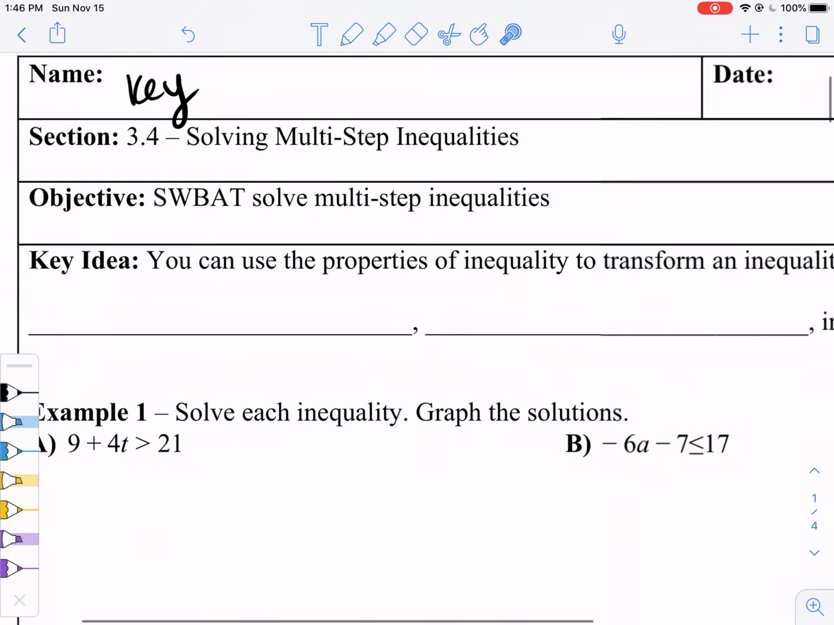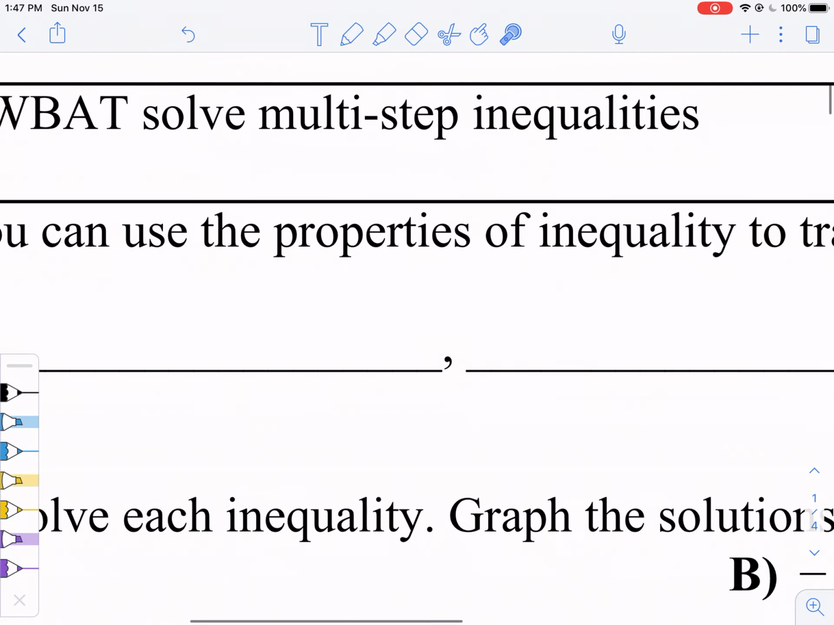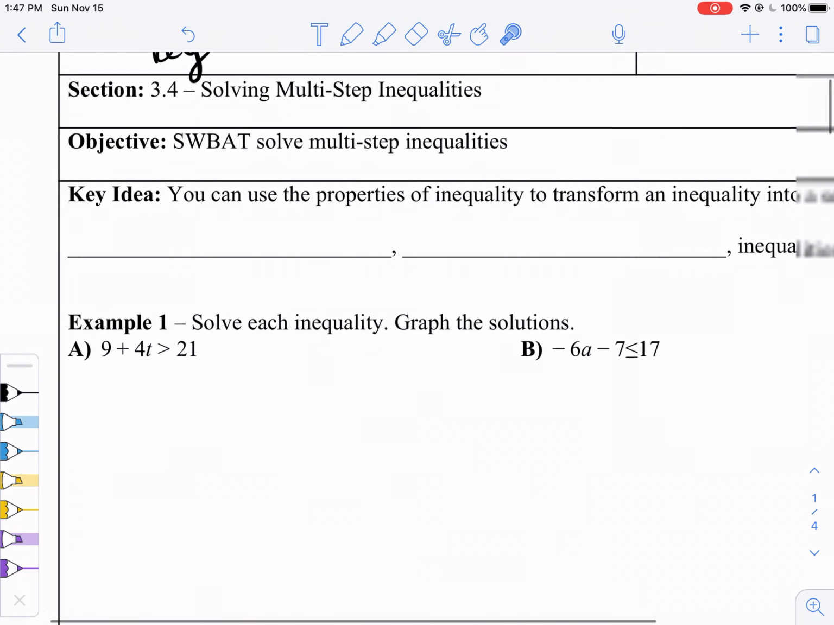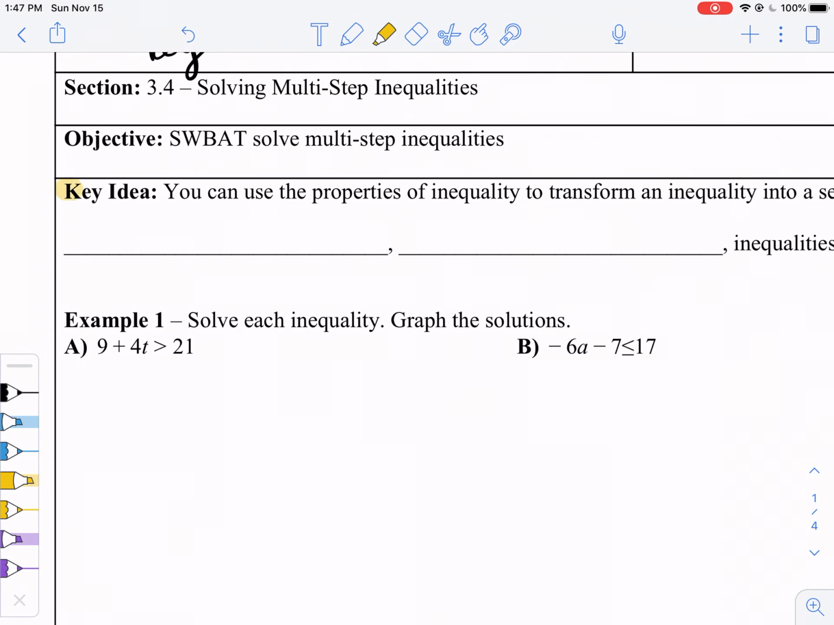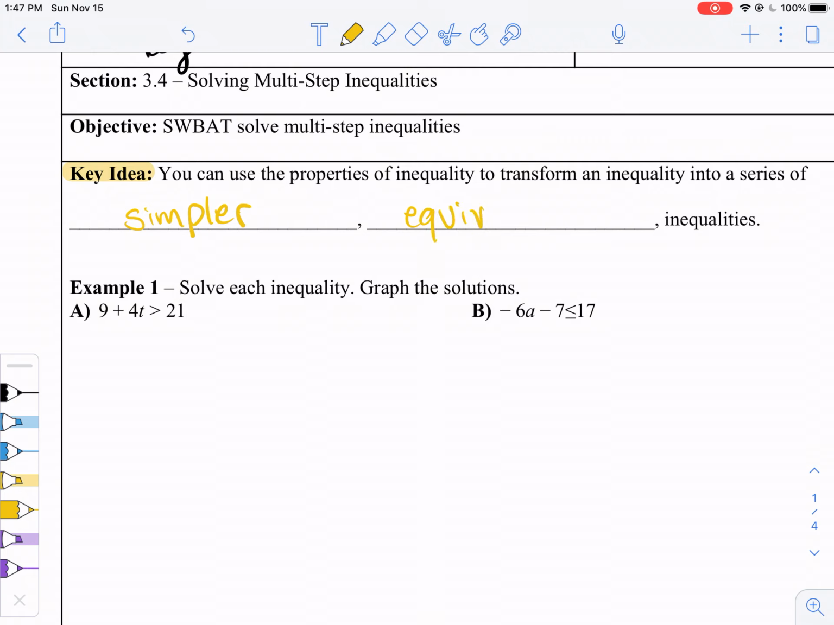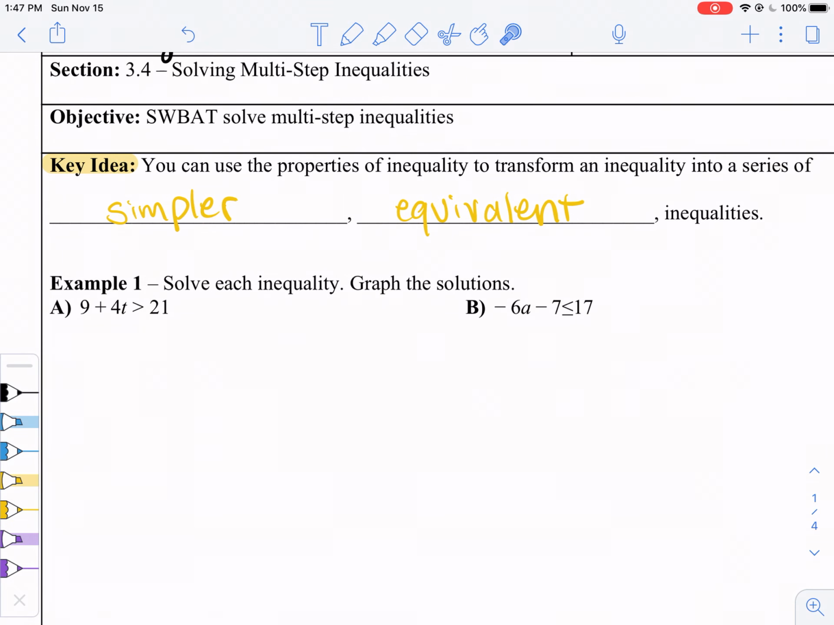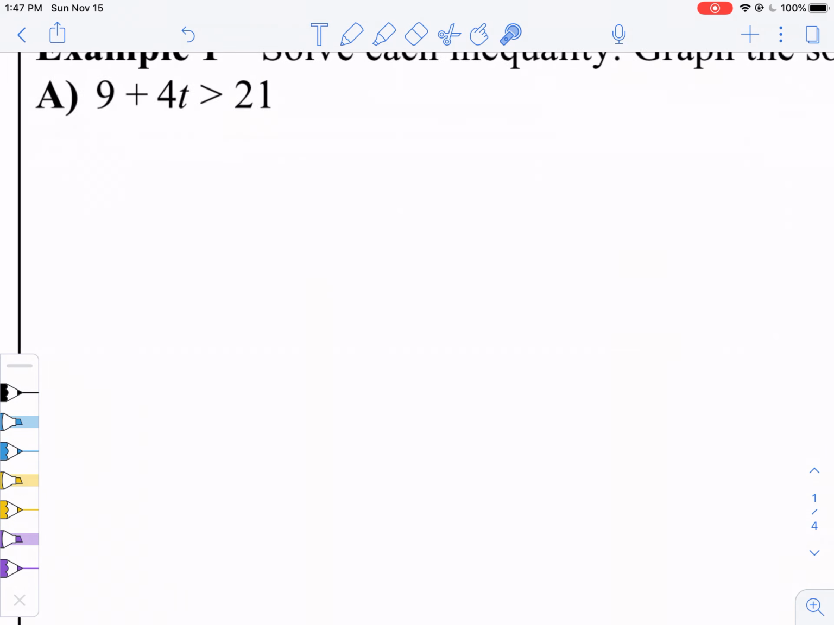What's great about today is it's basically the same thing as solving multi-step equations with a twist. So our key idea of the day is that you can use the properties of inequality to transform an inequality into a series of simpler inequalities, but they have to be equivalent inequalities. This is the same process as solving equations. So basically just treat it like an equation.